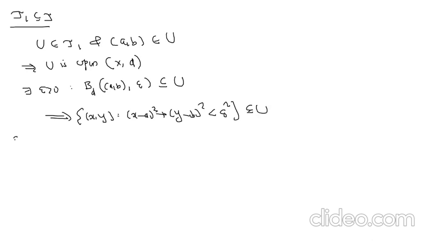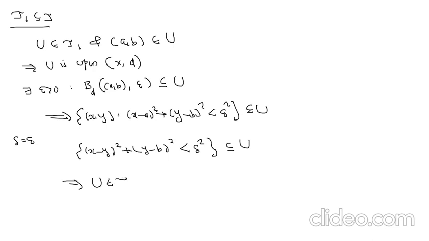Here also choose delta equal to epsilon, then we will get the set of all (x, y) such that (x minus a) whole square plus (y minus b) whole square less than delta square is a subset of U. That is, U satisfies the condition for tau. Hence we will get U belongs to tau. Thus tau1 is a subset of tau, equation number 2. From 1 and 2 we will get tau1 equal to tau2.